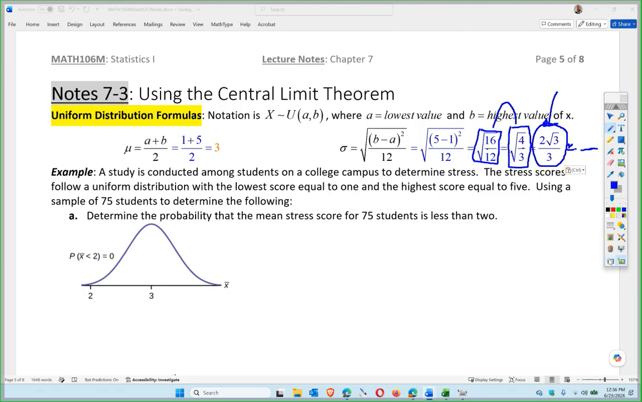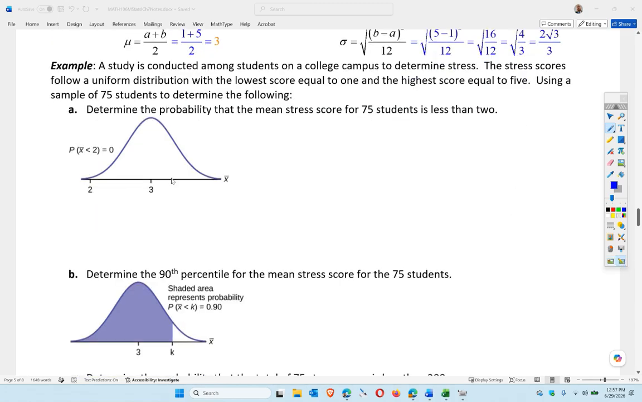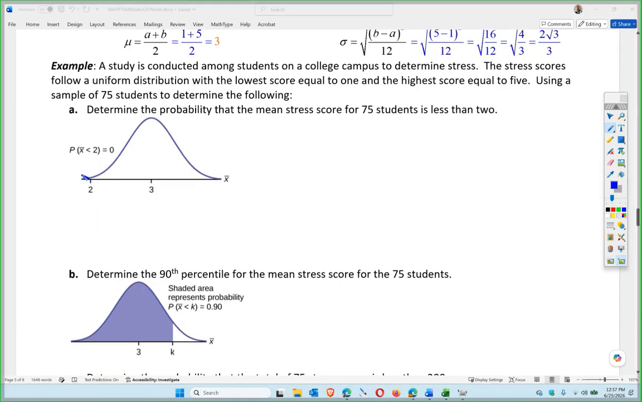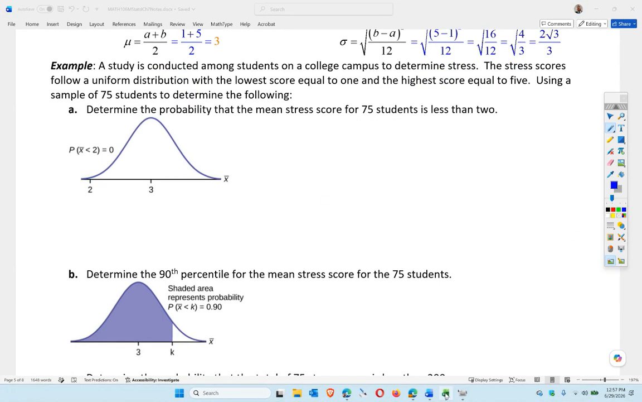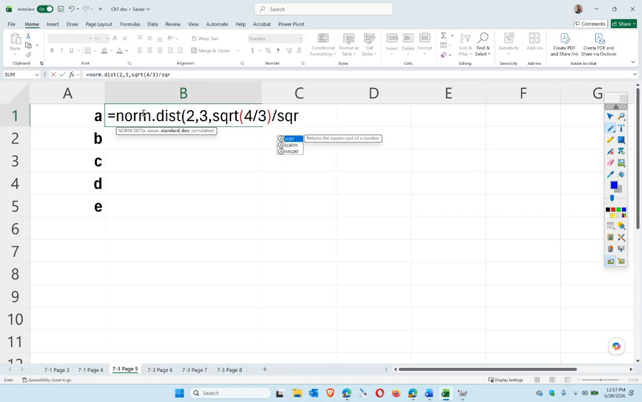Okay? All right, so let's say we have 75 students that take this test. What is the chance that the average of the group is 2 or less? So a very small probability, 2 or less, essentially, correct? Okay, so let's try this out. So this will be normal CDF. So 2 or less is what we have here, correct? 3 was the average, and the standard deviation was the square root of 4 divided by 3 when I simplified it, and then divided by the square root of 75, which is the sample size.